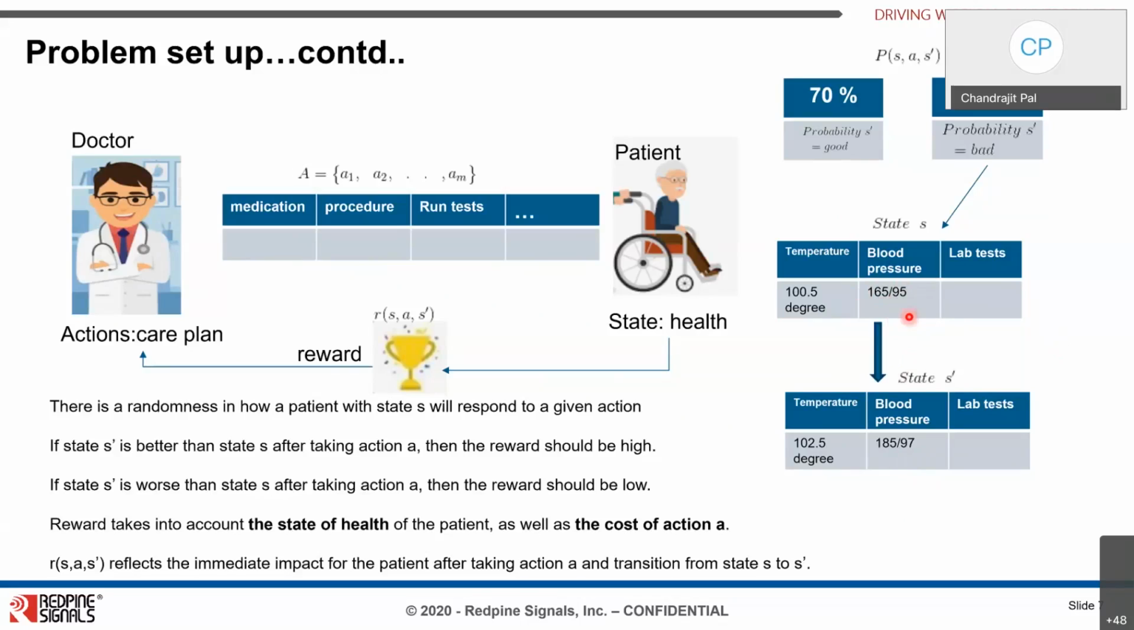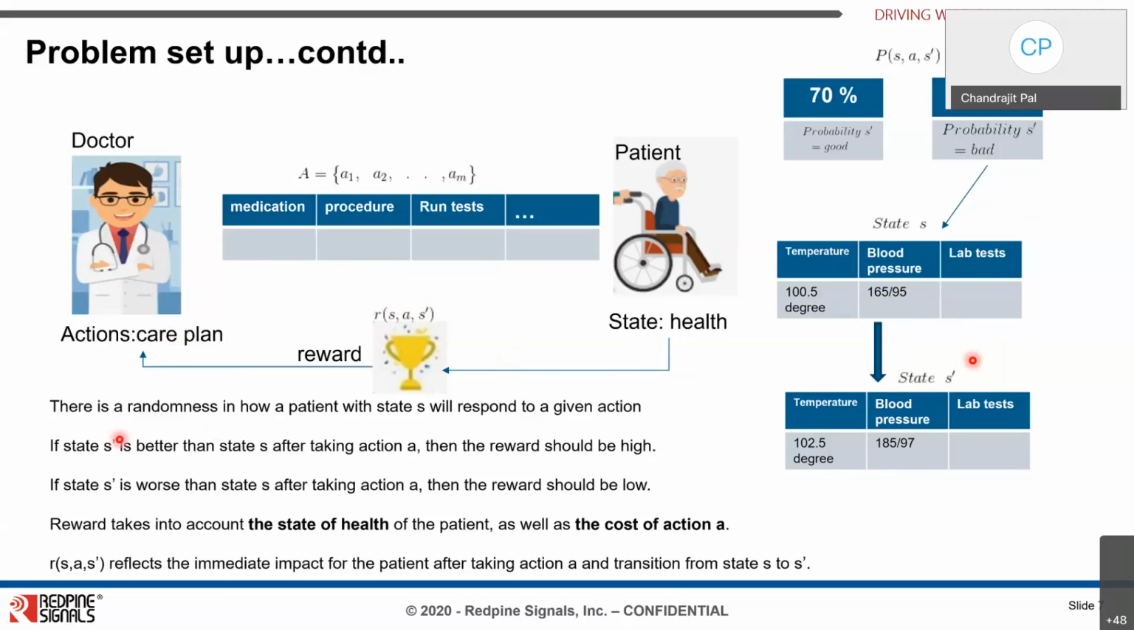This state change is definitely a bad state change, because we thought the temperature would go down, but it has gone up, and we thought the blood pressure should go down, but it has gone up. So this state change after applying the medication is a bad state change, and as a result the doctor will get a punishment. It's a negative reward. Here you can see the reward R(S, A, S prime), and this should be a negative reward, because the state change is bad.